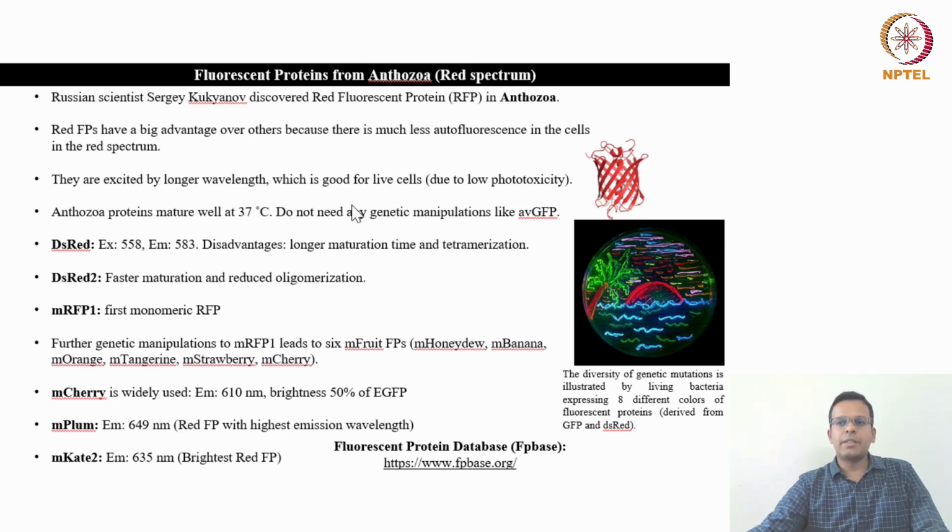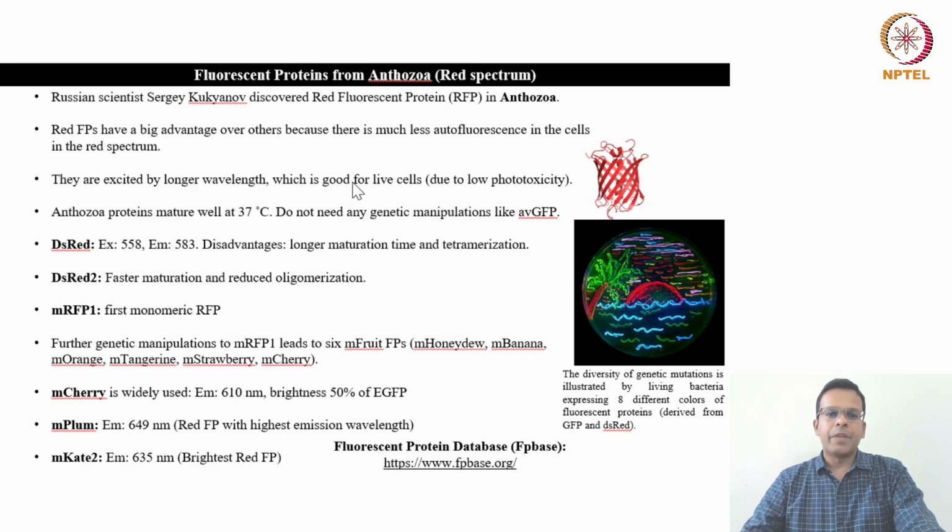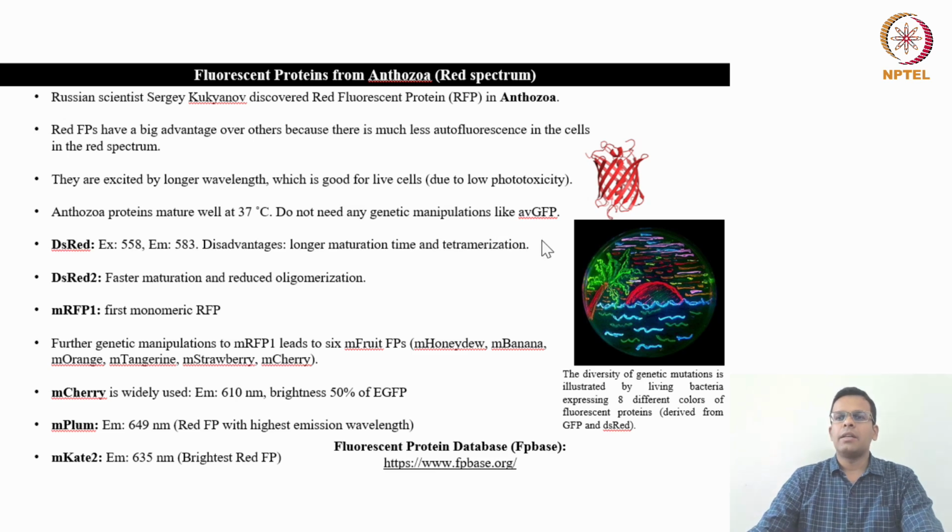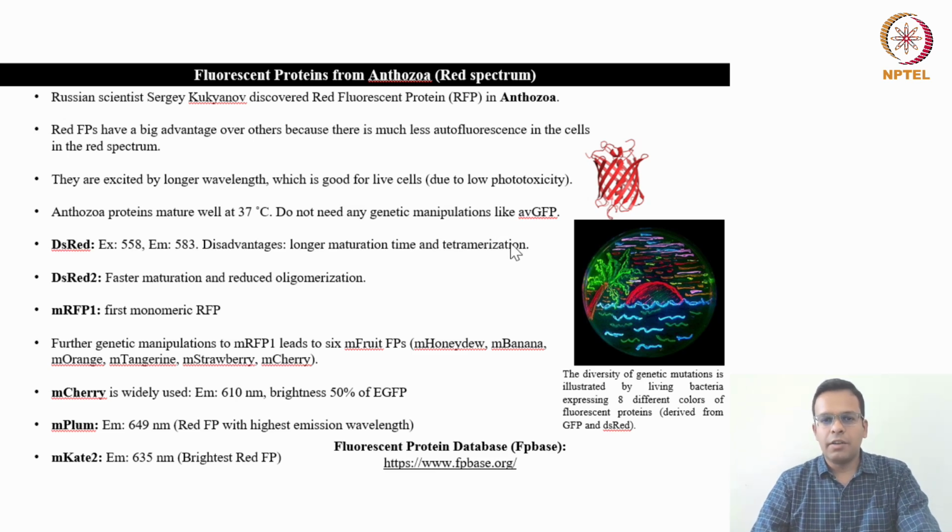The red wavelength creates less phototoxicity compared to the green wavelength. So Anthozoa proteins mature well at 37, and they do not need any genetic manipulations like the original GFP. Several variants of this red fluorescent protein were developed, known as DsRed, with an excitation of 558 nanometer and emission of 583 nanometer.